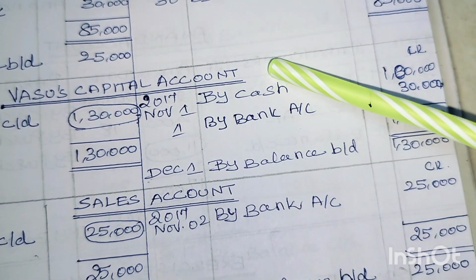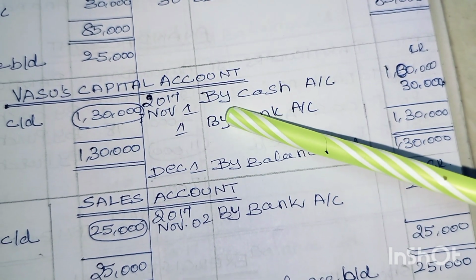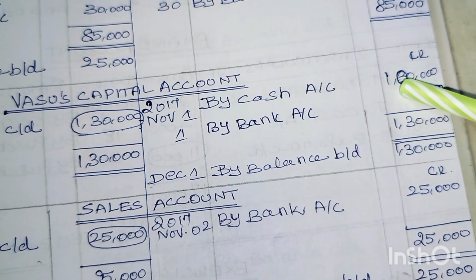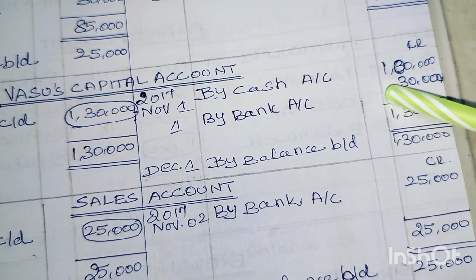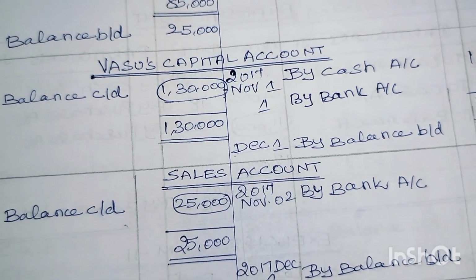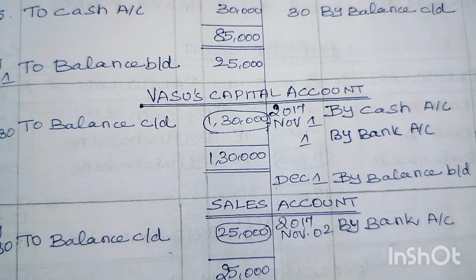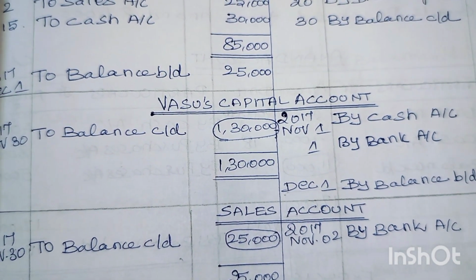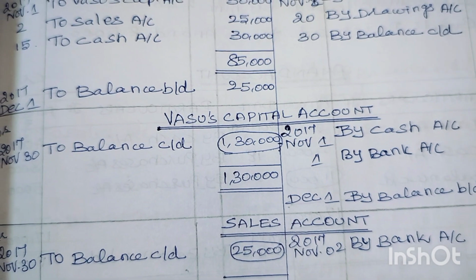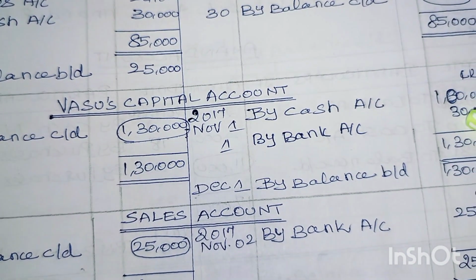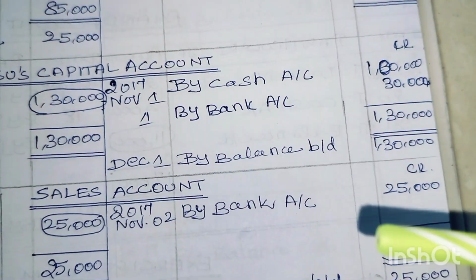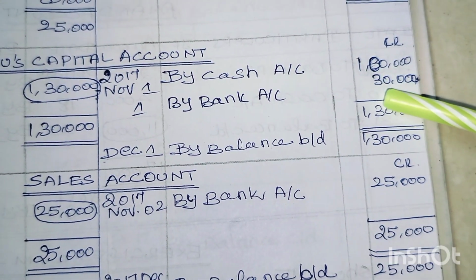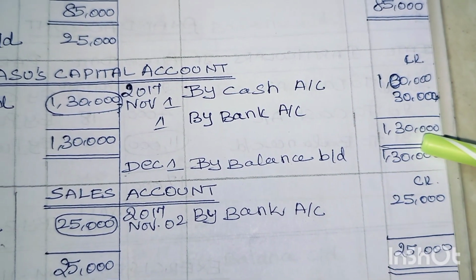So on the credit side we always start with "By". So by cash account, how many rupees? 1 lakh rupees. And November 1, by bank account, how many rupees? 30,000 rupees. There is only one capital transaction for Vasu's capital account, so we are going to close it. To find which side has the bigger value, of course the credit side has the bigger value. How many rupees? 1,30,000 rupees.